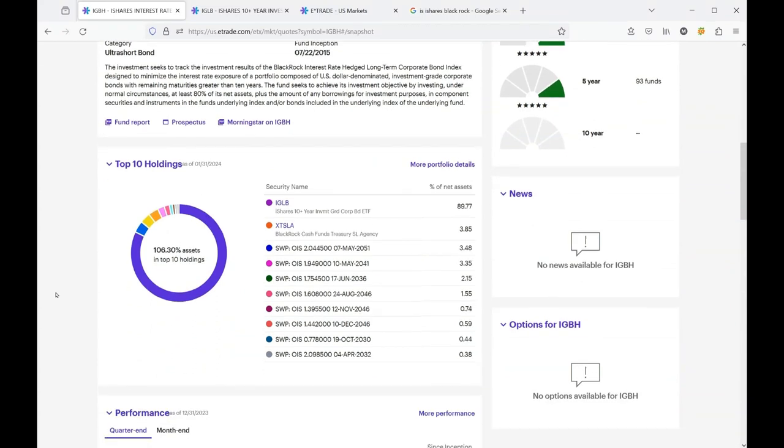So when you look at the holdings of this particular corporate bond fund, 89, let's just call it 90%, is invested in this iShares 10-year investment grade corporate bond ETF. It's called IGLB. So my fund invests in this fund. So right off the bat, why don't I just invest in this fund, right?